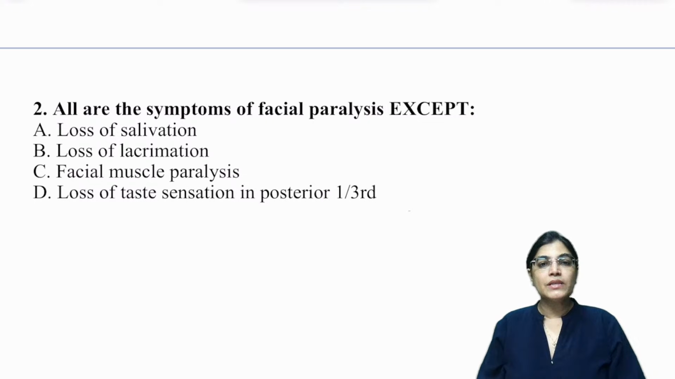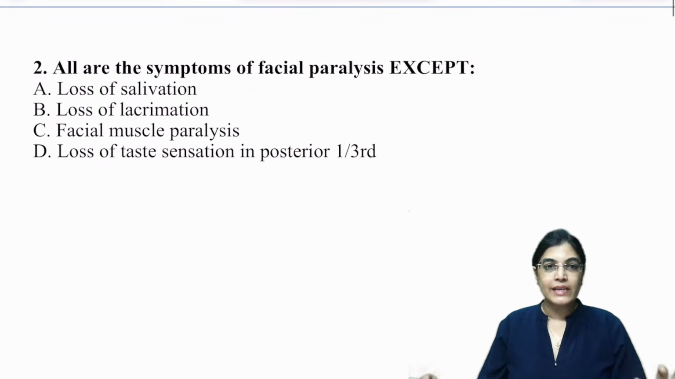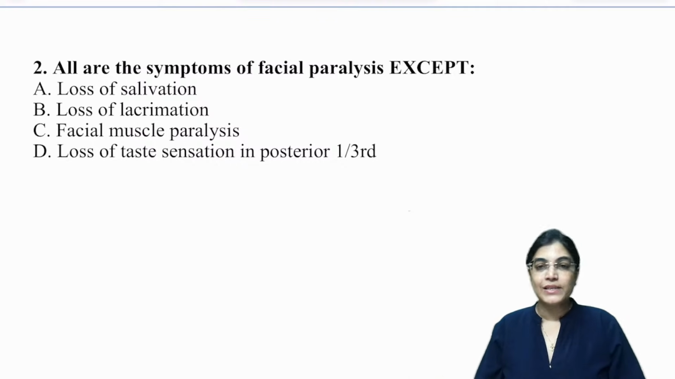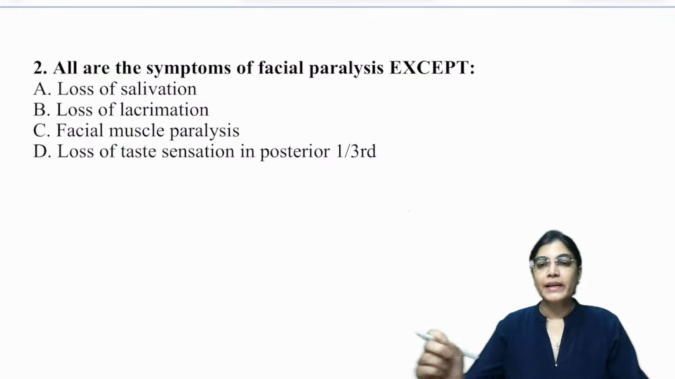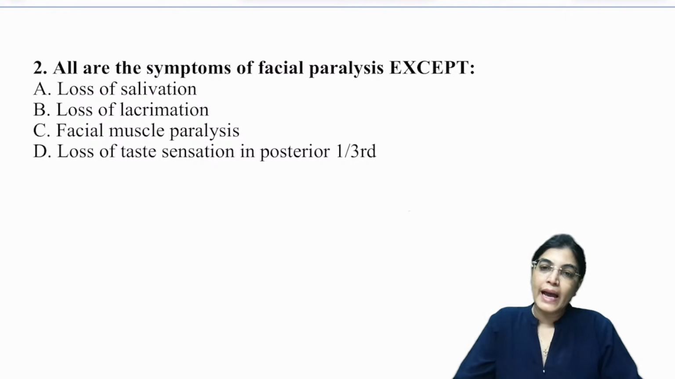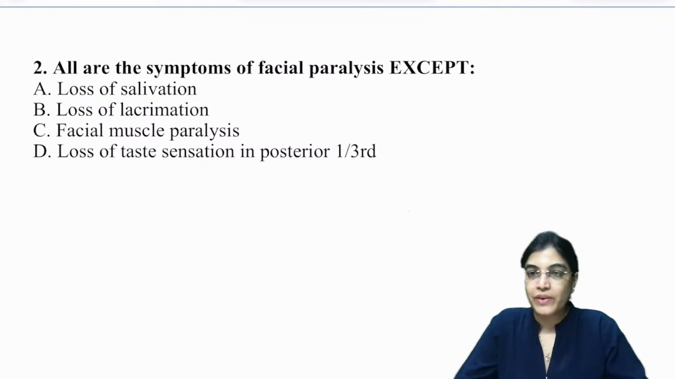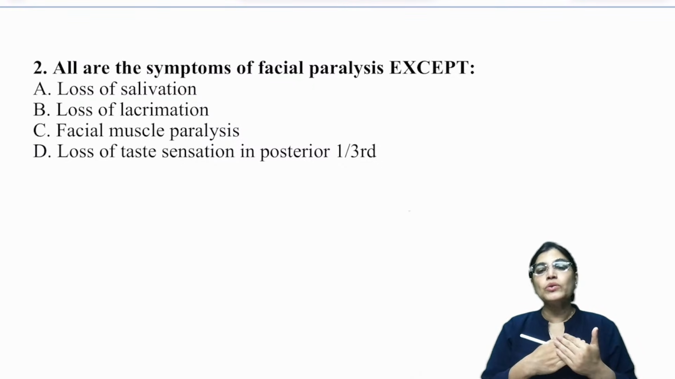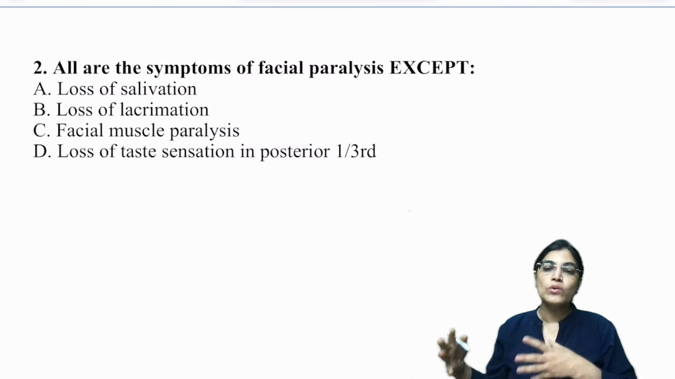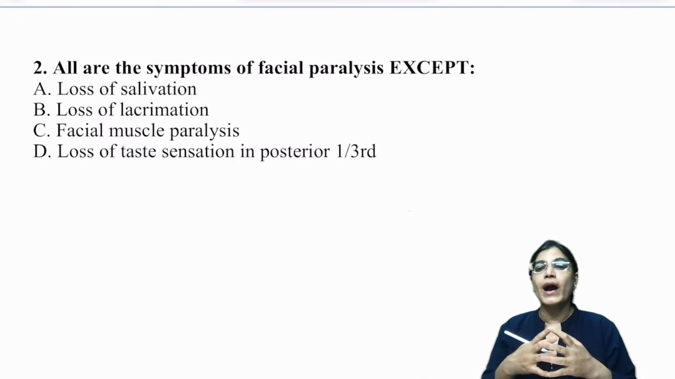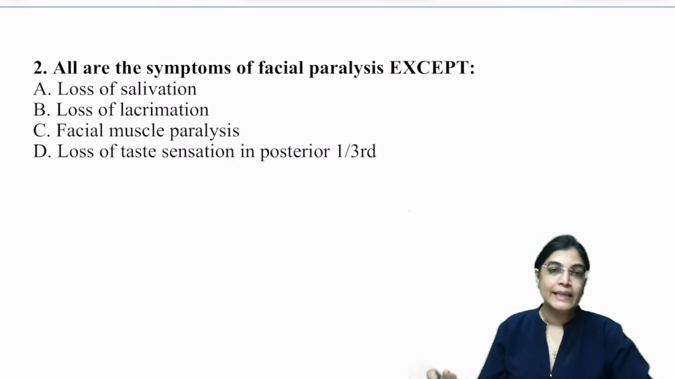All are the symptoms of facial paralysis except: loss of salivation, loss of lacrimation, facial muscle paralysis, loss of taste sensation in the posterior 1/3 of the tongue. Basically this is an MCQ targeting two topics, the tongue and the facial nerve. The facial nerve is a very important topic for all the students. I want you to know about facial nerve origin, course, and facial nerve nuclei. You have to know about the branches and clinical anatomy.